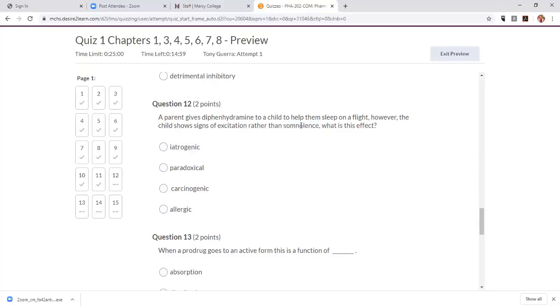Okay, you've got the whole of the internet. Let's look it up. Somnolence. Oh, it just means sleep. Okay, so they got excited rather than sleepy. Okay. The parent gave it, so it's not the doctor's fault, which is iatrogenic, or the prescriber's fault.